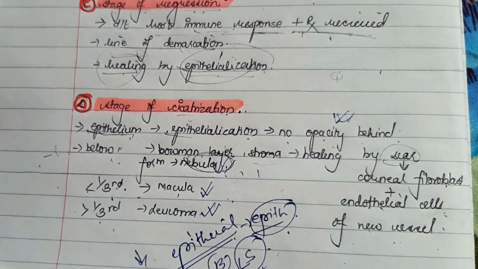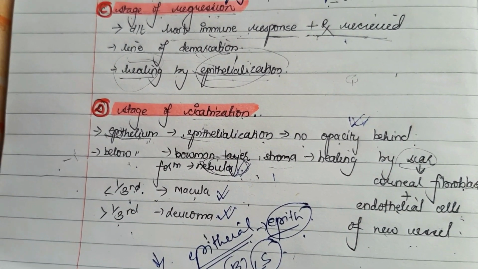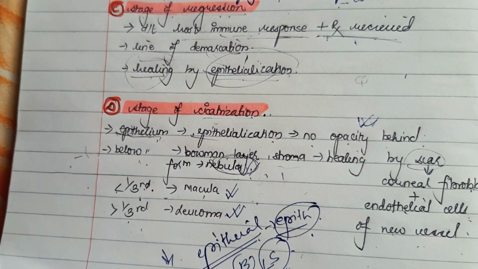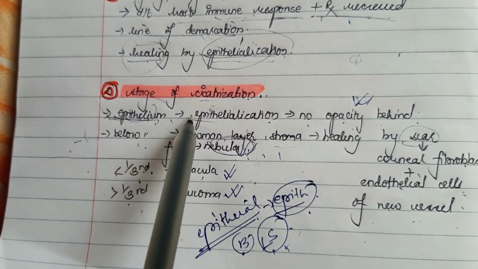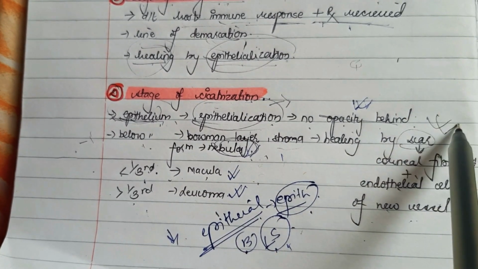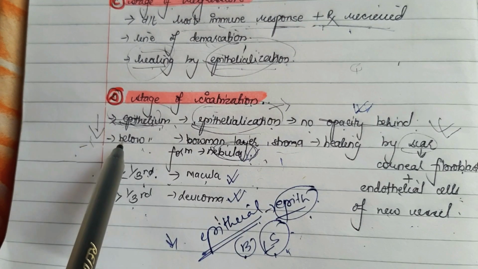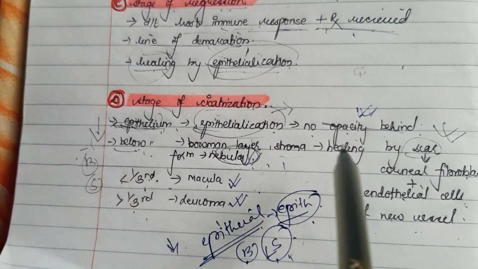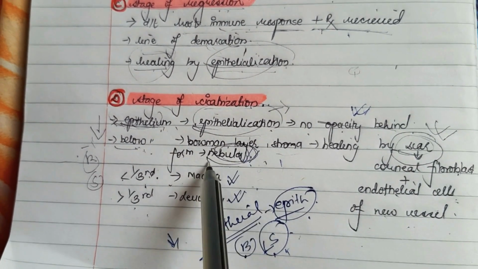After this, we'll be talking about the stage of cicatrization. In the stage of cicatrization, it varies from ulcer to ulcer, depending upon the depth of the layer of the cornea which is involved. If the cornea is involved only till the epithelium, then it heals by epithelialization. There is no scar formation and no opacities left behind. But if the ulcer extends deeper, into Bowman's layer or into the stroma, then it heals by scar formation, and the scar tissue that is formed is known as nebula.